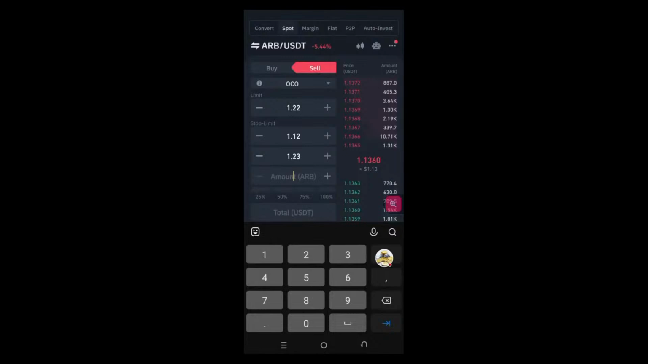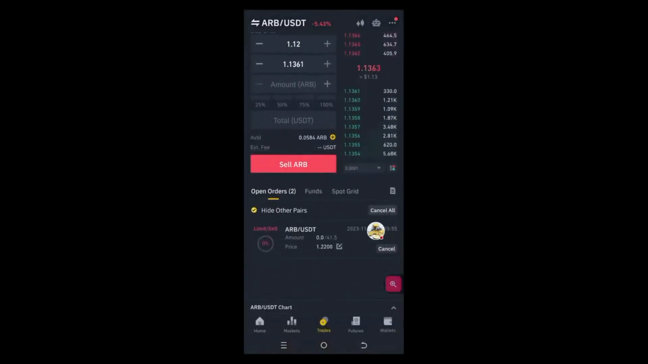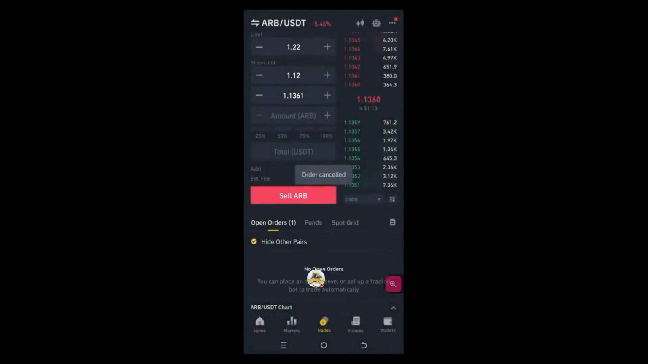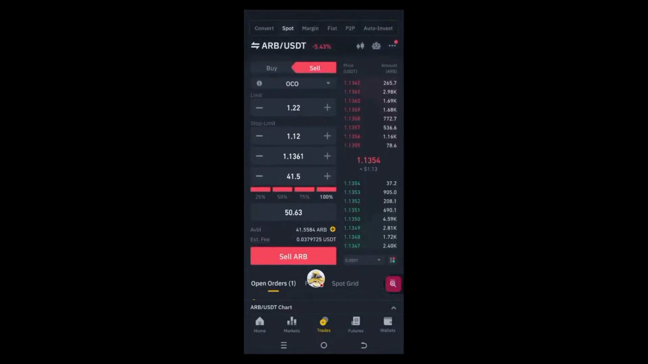So maybe just for the sake of this, I should cancel that so that you can see what I'm saying. If I cancel this, don't forget what I put here is 1.22. So you just pick up everything, right? Can you see that? Can you see what's going on here? So all of these things are set. So by the time I click on my sell ARB, one of two things is going to happen, and that's one cancels the other.